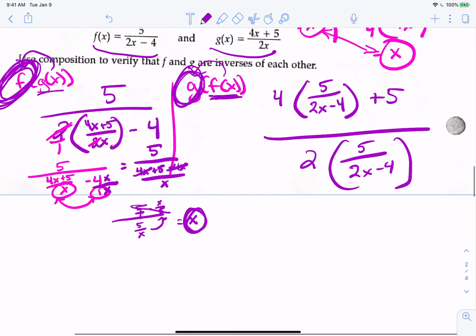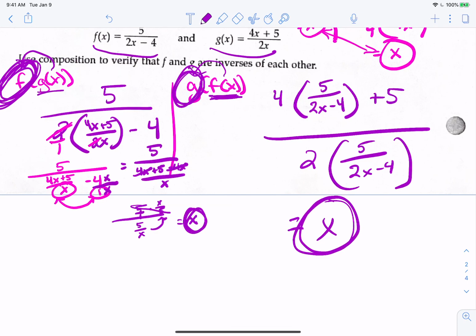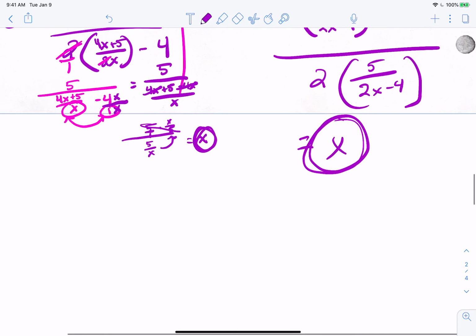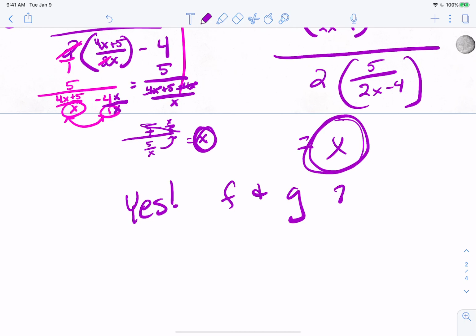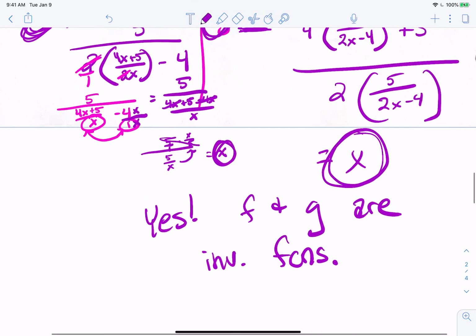And we do all of our simplifying, and it all comes out to be x. I'm going to cheat because I don't want to do all that. But anyway, it all comes out to be x. So what does that mean? They're inverse. f and g are inverse functions. Done. We win. Those were inverses.